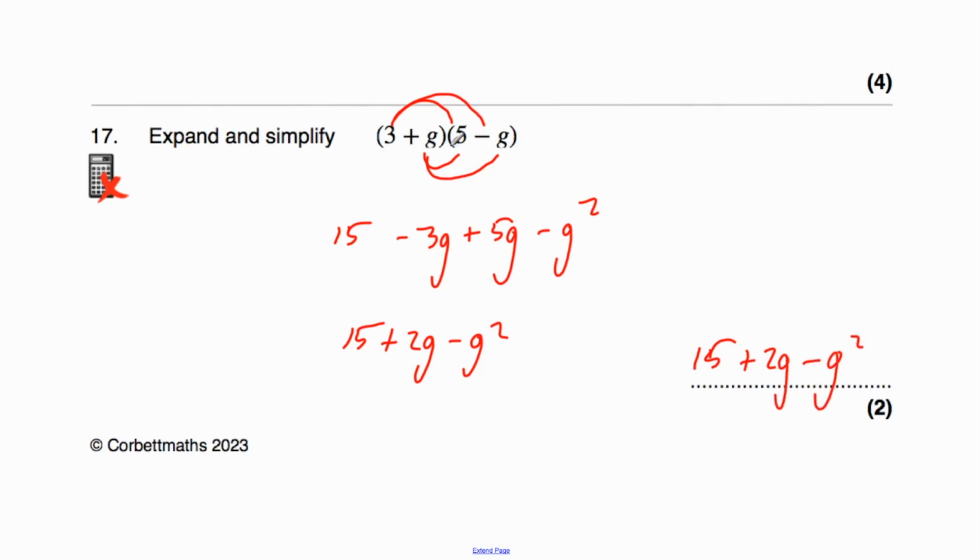So this question was a little bit different. Instead of having our variable, our letter such as x, y, z, g at the front of the bracket, we actually had it as a second term in each of the brackets, but you just expand it as normal. So we just did 3 times 5, which was 15, 3 times minus g was minus 3g, g times 5, which was plus 5g, and g times minus g, which was minus g squared. And then we just collected our like terms. We looked at our minus 3g, we added 5g, and that's 2g. So the answer would be 15 plus 2g minus g squared. Okay, let's have a look at question number 18.